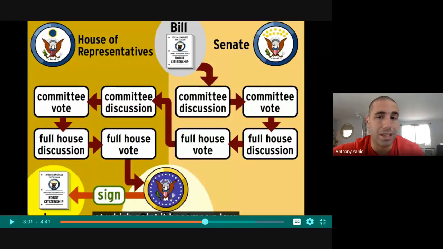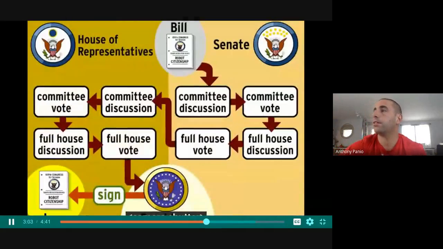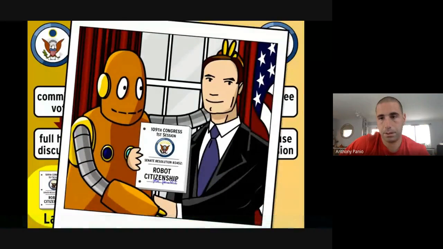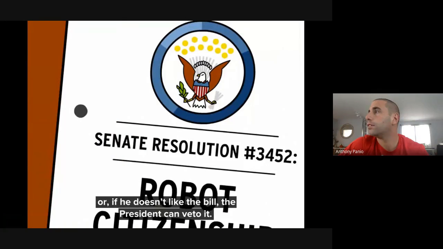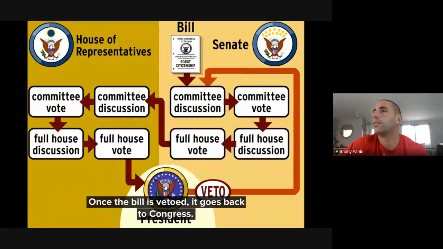So that leads to the last step. It now goes to the executive branch. This is one of the checks and balances we were talking about, right? Because the legislative branch, they put their thoughts forward. Guess what now? Now it goes to the president. So we have a different branch getting involved to see if this bill is going to become a law. Or if he doesn't like the bill, the president can veto it. Once the bill is vetoed, it goes back to Congress.